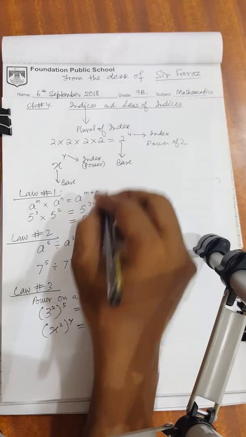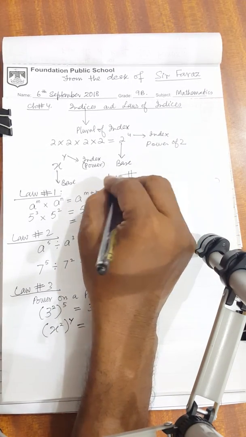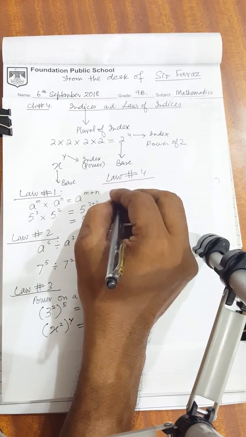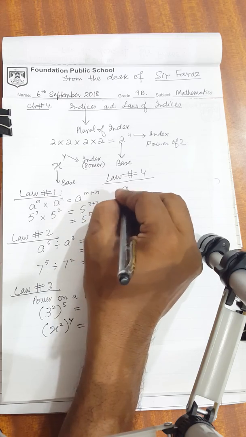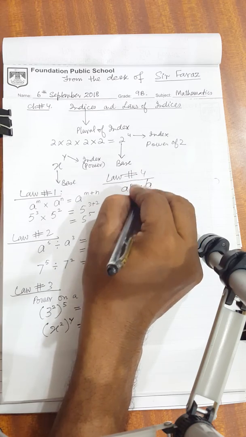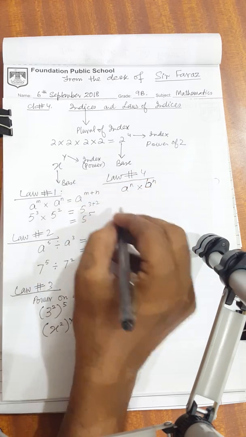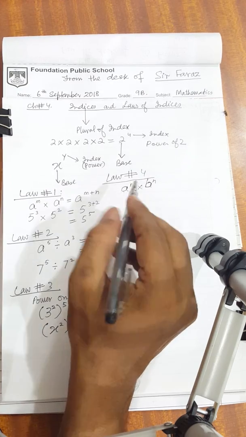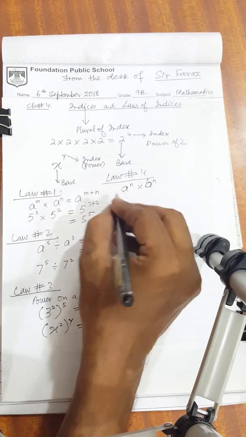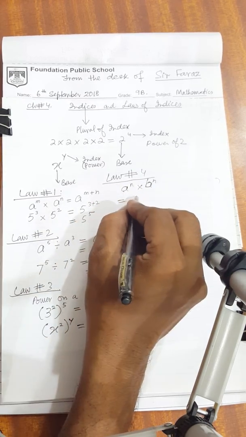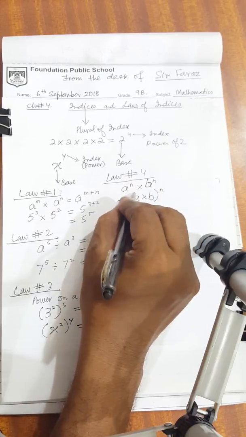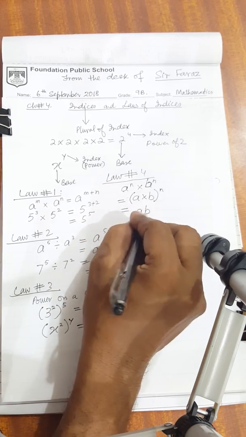Law number 4. It's about when you multiply numbers having different bases, like a raised to the power n multiplied by b raised to the power n. Now we can see that both the bases are different. a is a different base, b is a different base, but their powers are similar. So as a result, we can take out the power as common. a multiplied by b to the power n, or I can write it as ab to the power n.